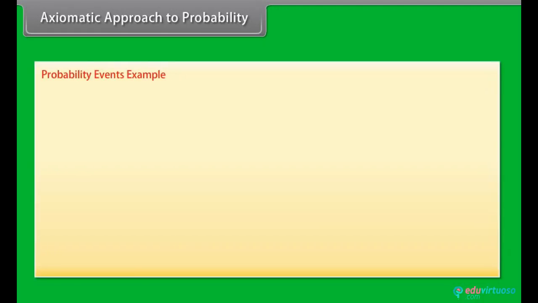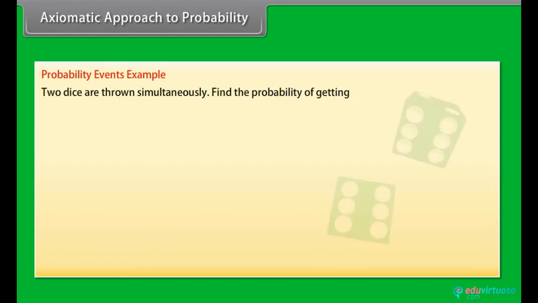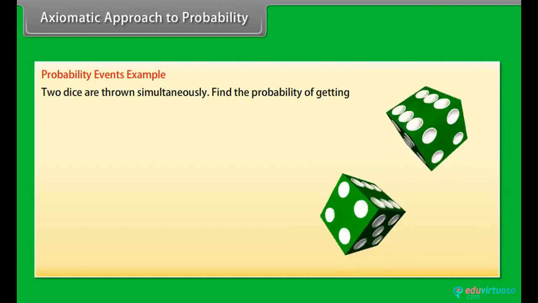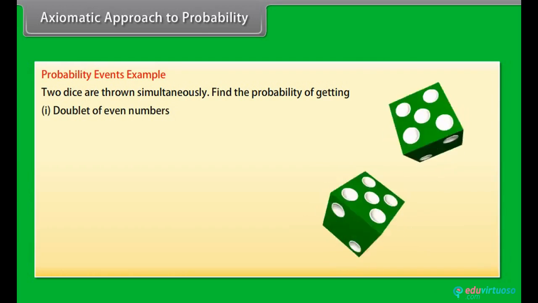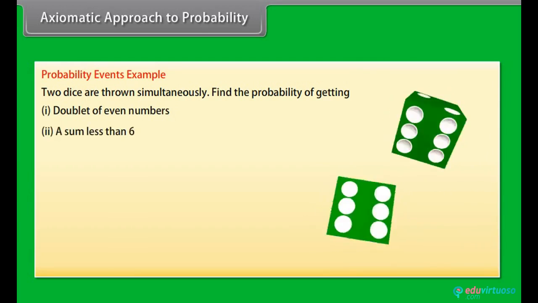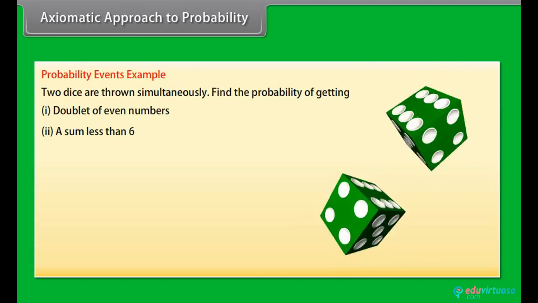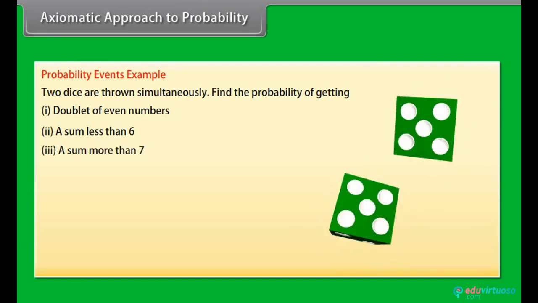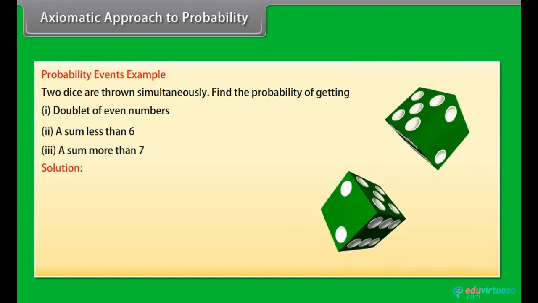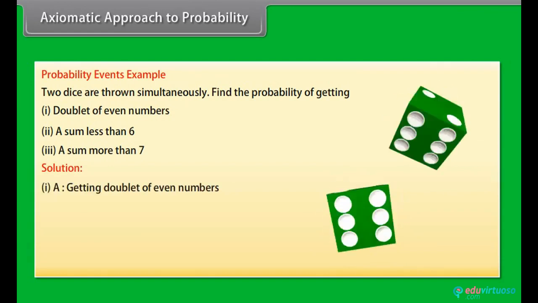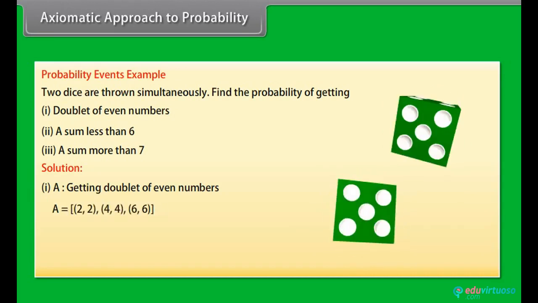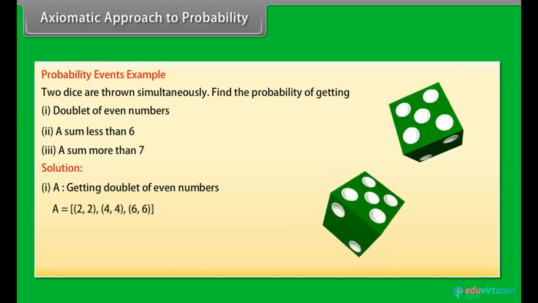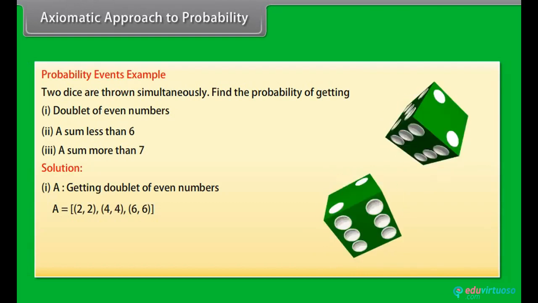Probability of events. Let's have an example for better understanding. 2 dice are thrown simultaneously. Find the probability of getting 1. A doublet of even numbers. 2. A sum less than 6. 3. A sum more than 7. Solution. 1. Let A be getting doublets of even numbers. A = {(2,2), (4,4), (6,6)}.